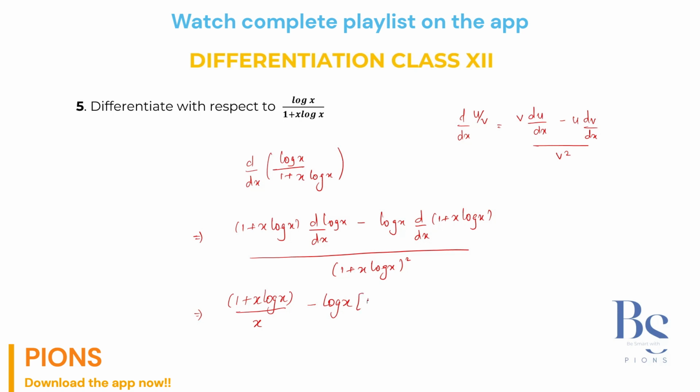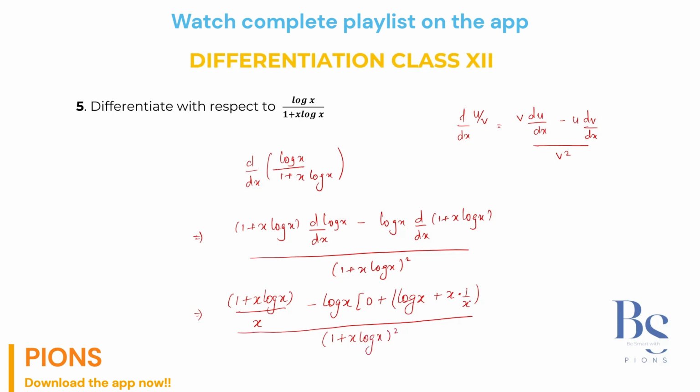Derivative of 1 is 0. Derivative of x log x. Now they are multiplied. Be very careful. So don't forget about the multiplication rule. X log x. So derivative of x is 1 and log x into 1 by x. Let me repeat again. Differentiation of x is 1, log x as it is, x as it is, derivative of log x is 1 by x. So by now you should know these things easily. 1 plus x log x whole square.